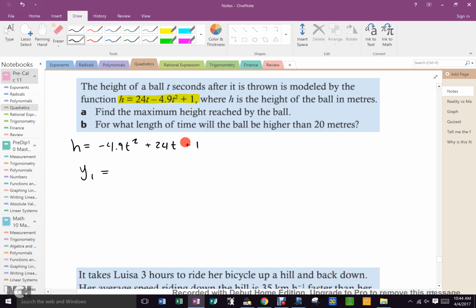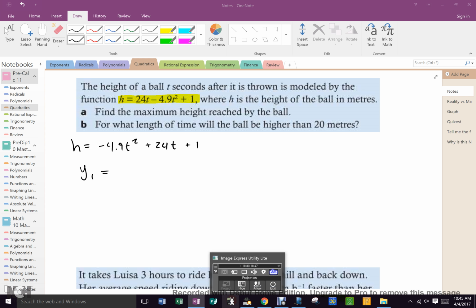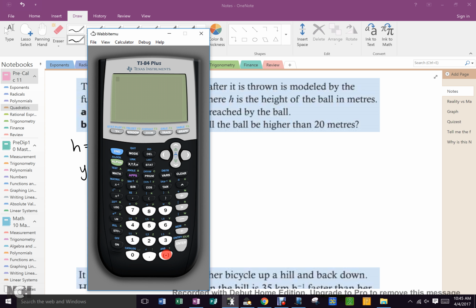How are you going to screw up entering it? You're going to screw up that negative sign. Is it that or minus? It's this one. So we go into Y, we clear out our old one, negative 4.9. Now, we've been using X. Now I have a T. Does it matter? Of course not. I still hit the variable button, squared, plus 24, and plus 1, yes?